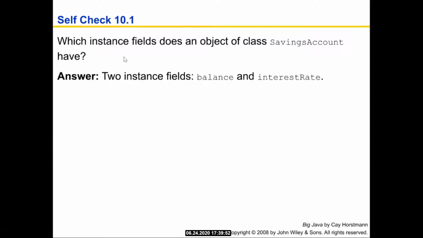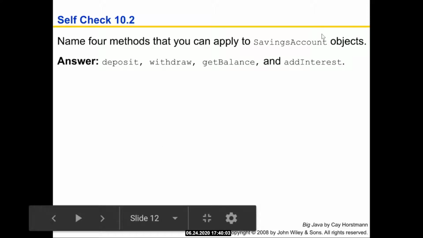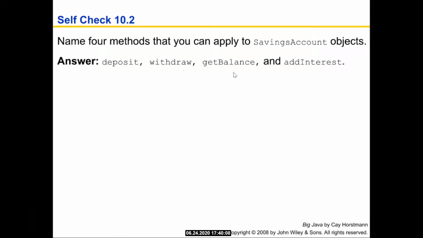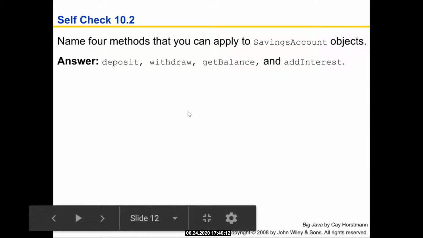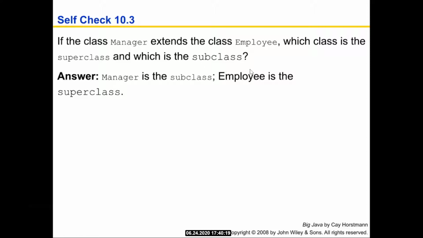So, which instance fields does an object of class SavingsAccount have? Well, balance and interest rate, because that's what we're keeping track of. So, what can you apply to a savings account? Well, you can deposit money, withdraw money, you can get balance, you can add interest. All those things are possible with a savings account. So, if Manager extends Employee, which is the superclass, which is the subclass? Well, Manager is the subclass, Employee is the superclass.